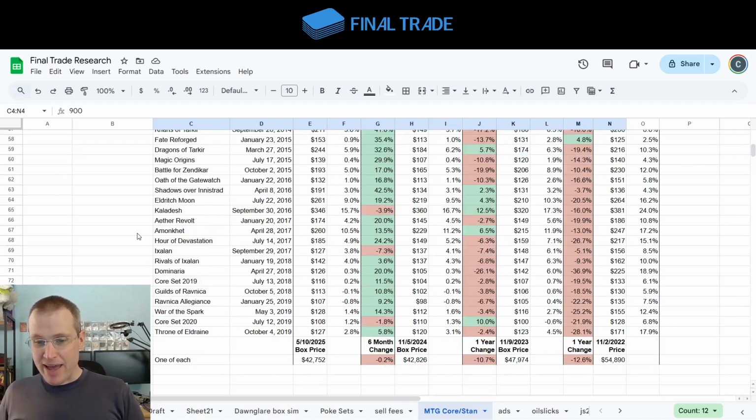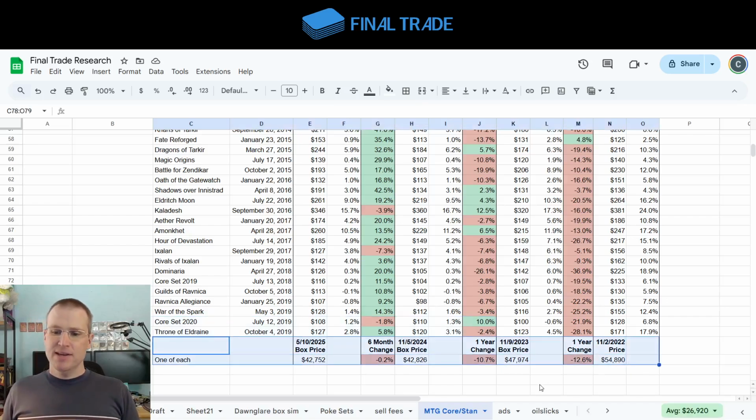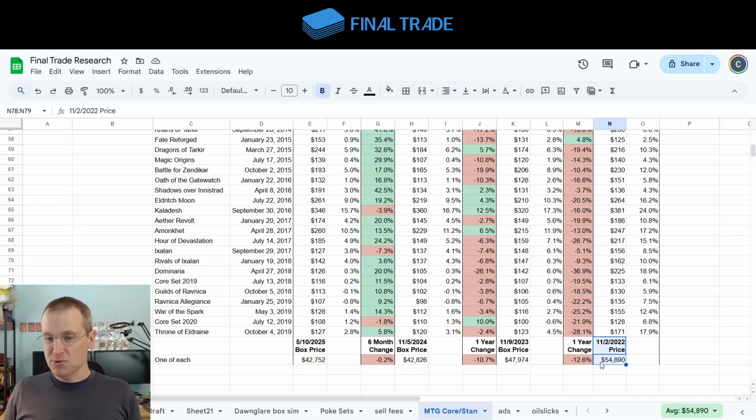Now, one thing that I've added to this analysis that I did not have in times past is I went ahead and I just summed up what is the cost of one of each of these boxes over time. And so we see in November of 2022, when I first did this, it would have been about $55,000.